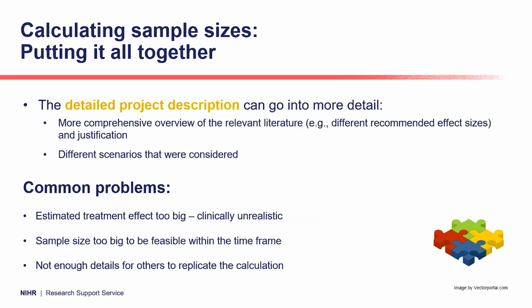Remember that the most common problems which panel members come across are the sample size calculation is based on a continuous outcome when the primary outcome is in fact binary, or the wrong study design was chosen, or within group comparisons were used rather than between group comparisons, that the estimated treatment effect is too big and clinically unrealistic, or that the sample size is too big to be feasible within the time frame, or that the research team has not taken into account dropouts or treatment crossover.